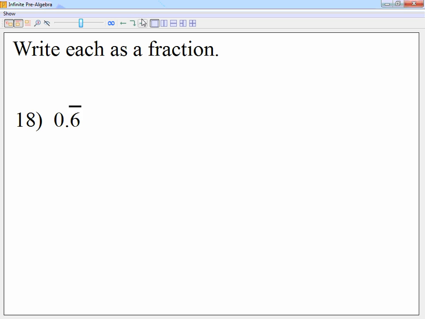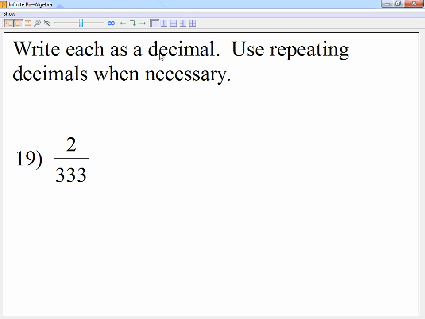All right, so now let's take a look at number 19. Write each as a decimal. So I'm just going to go 2 divided by 333, because it's the top number divided by the bottom number. And according to the calculator, I get 0.006.